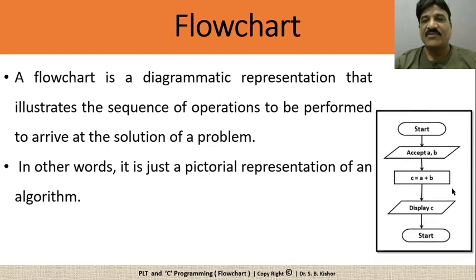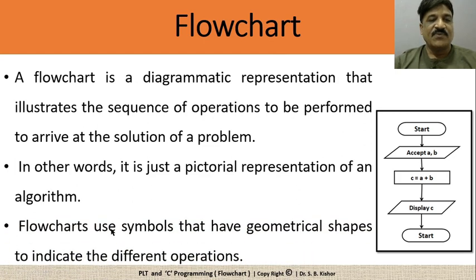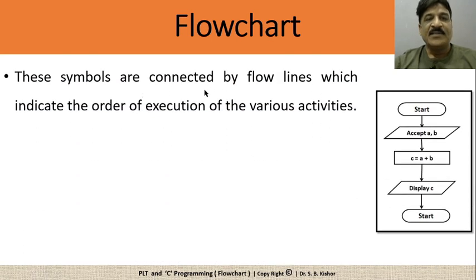Observe that we have various symbols that are used in order to draw a flowchart. A flowchart uses various symbols that have a geometrical shape. Observe that this is your oval shape, this is your parallelogram, this is your rectangular shape. So it means we are using various geometrical symbols in order to draw a flowchart. These symbols are connected by means of lines which indicate a flow. So we have different types of arrows like up arrow, down arrow, left and right.